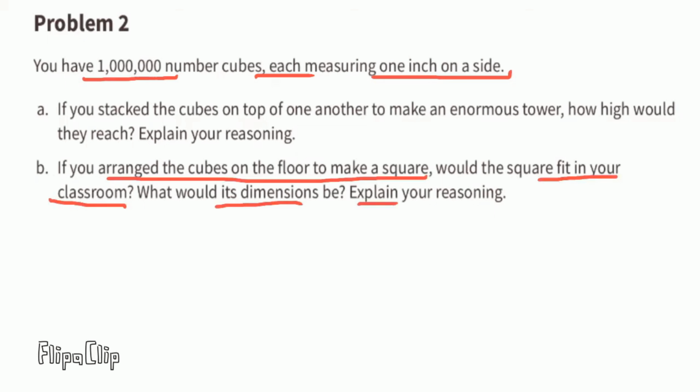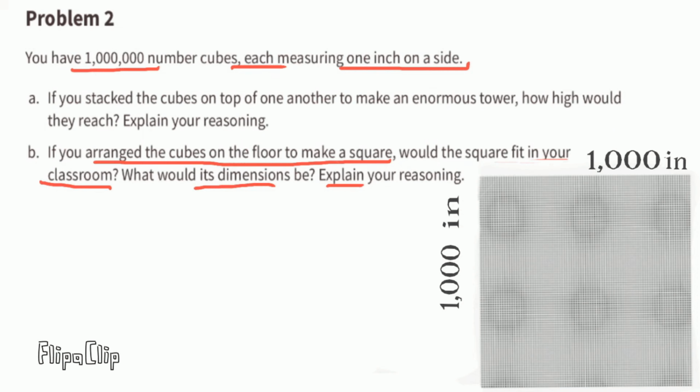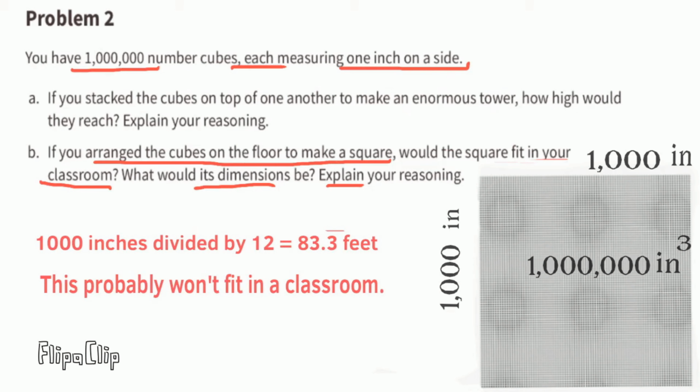B, if you arrange the cubes on the floor to make a square, would the square fit in your classroom? What would its dimensions be? Explain your reasoning. The side lengths of the square would be 1,000 inches long to form a square that has an area of 1 million inches squared. Since 1 foot is 12 inches, we can divide 1,000 inches by 12, and that equals 83.3 feet. A square with side lengths of 83.3 feet long would make an awfully large square, probably too big for a classroom.